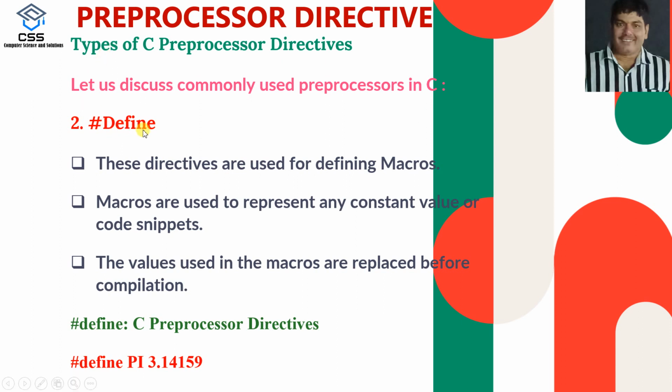With the help of #define, we can create a macro. These directives are used to define the macro. A macro is used to represent a constant value. The values used in the macro are replaced before compilation. First it is declared, and when it is called, it is replaced by its respective statement, which is known as the macro template. Two preprocessor directives we discussed in today's class: one is #include and one is #define.